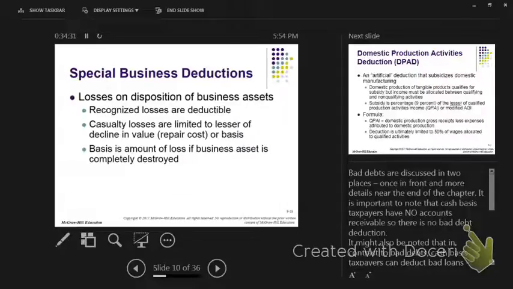So if our basis was $14,000 and now a casualty loss made it only worth 10, then the value could be 10, so we'd have a loss of $4,000. But if the basis was much lower, maybe we wouldn't have that. And then the basis is the amount of loss if it's completely destroyed. So if our basis was that $14,000 and it was completely destroyed, our loss would be $14,000.